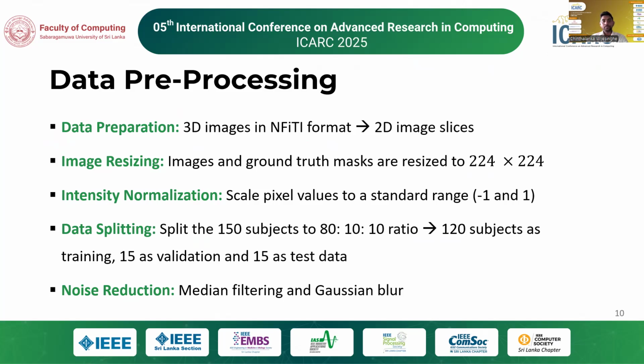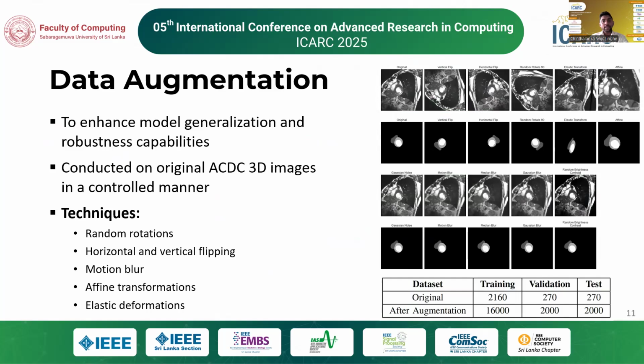To improve model generalization and robustness, data augmentation was applied directly to the original 3D images rather than their 2D slices to preserve spatial relationships within the volumetric data. Augmentation techniques such as random rotations, flipping, motion blur, affine transformations, and elastic deformations were used in a controlled manner to prevent excessive variations that could lead to overfitting.